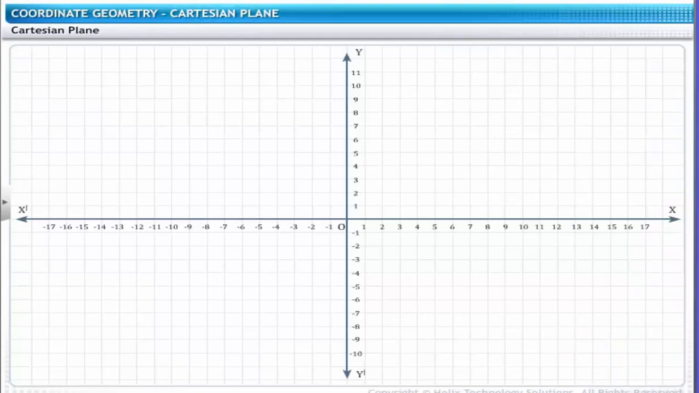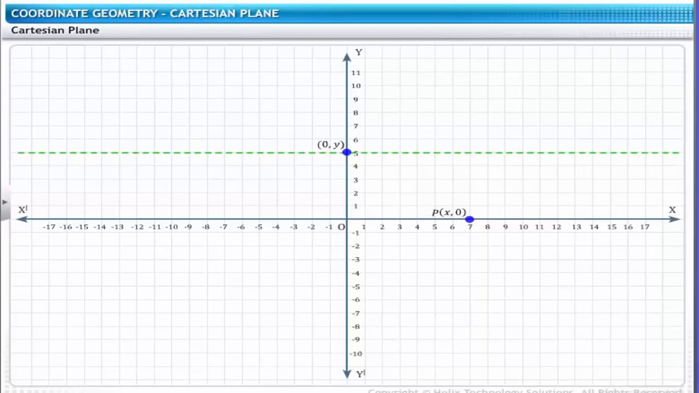In a graphical figure on the Cartesian plane, a point on the x-axis has the coordinate x, 0. Therefore, if player P is placed at a point on the line dividing the football field vertically, the point is represented as P x, 0. Similarly, any point on the y-axis has the coordinate 0, y. Therefore, if player P is placed at a point on the line dividing the football field horizontally, the point is represented as P 0, y.